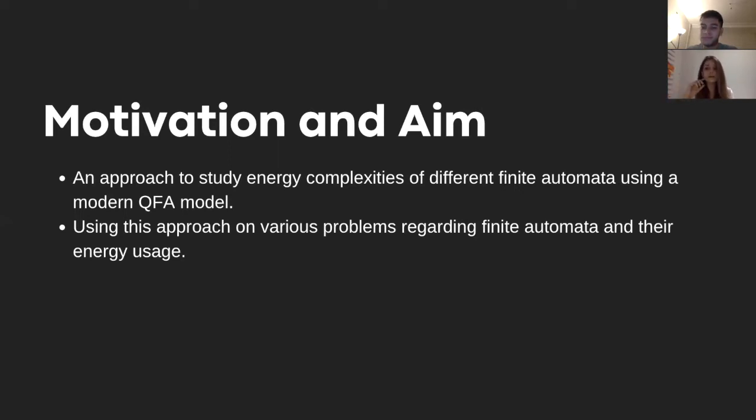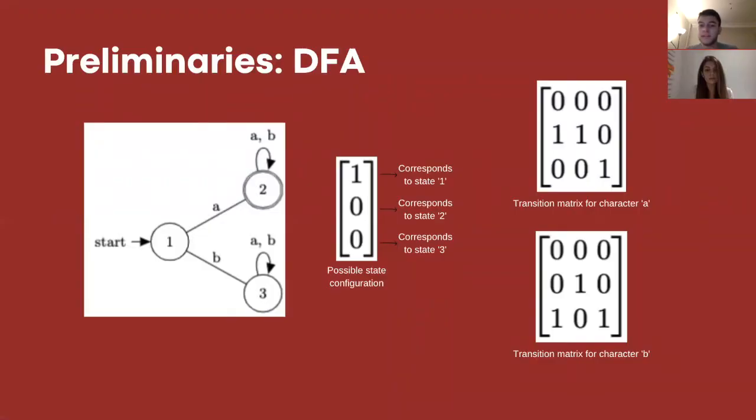The most prominent one being whether or not we can build a zero-error quantum finite memory machine that is more efficient in terms of energy usage compared to its classical deterministic counterpart. Let's start by introducing the concept of a deterministic finite automata.